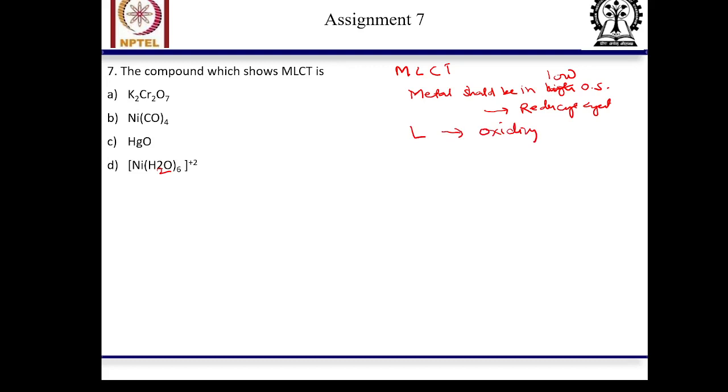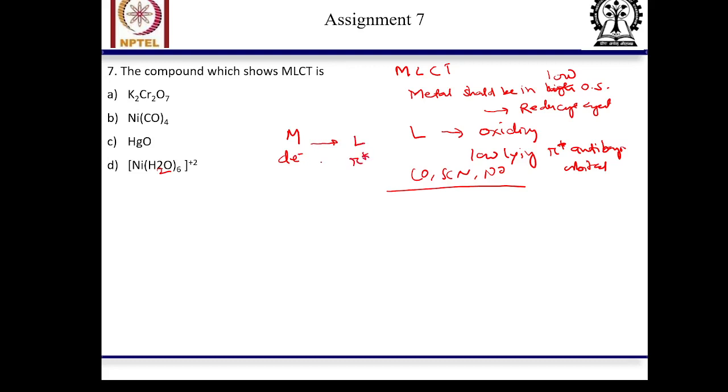So metal to ligand transition is observed where metal is in low oxidation state and the ligand has low lying pi star anti-bonding orbitals. Ligands like CO, SCN, NO have low lying anti-bonding orbitals. They form that metal to ligand charge transfer. So what happens? Metal d electrons transfer from metal to ligand pi star. This is the electronic transition that happens.